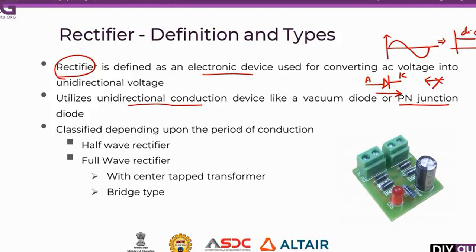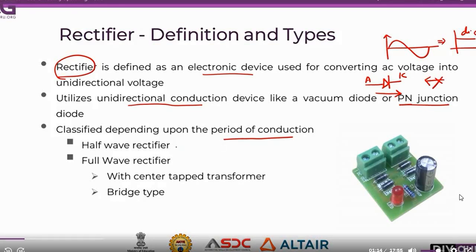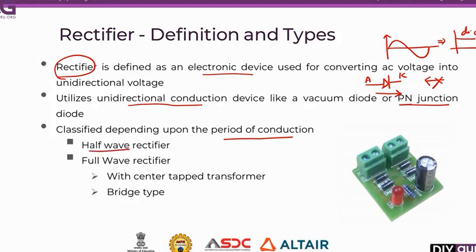Depending upon the period of conduction, how long the device conducts, we can classify the rectifier into two major types. One is the half wave rectifier, another one is the full wave rectifier. The full wave rectifier is further divided into two types: the full wave rectifier with the center-tapped transformer and the bridge type rectifier. This is a simple circuit which can convert AC to DC. That is the rectifier circuit.